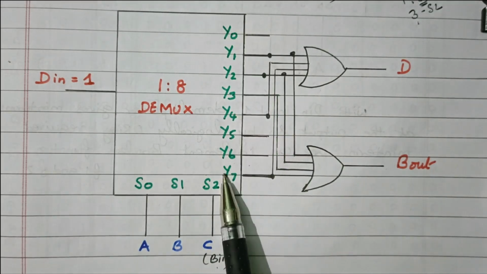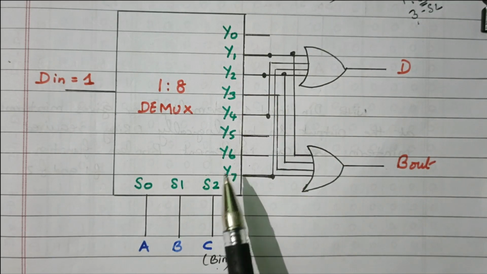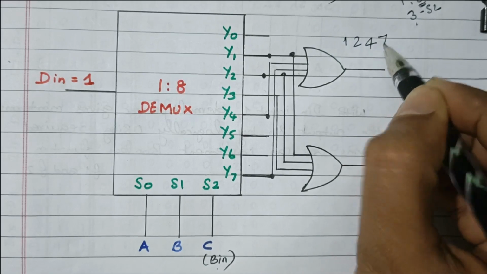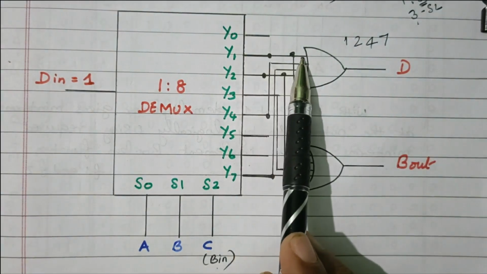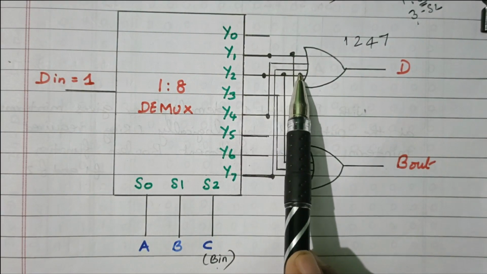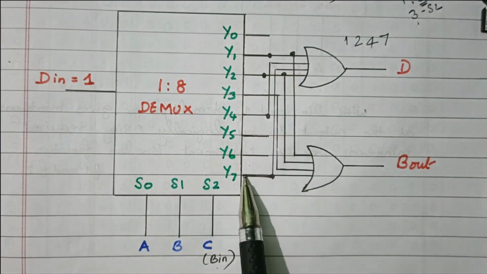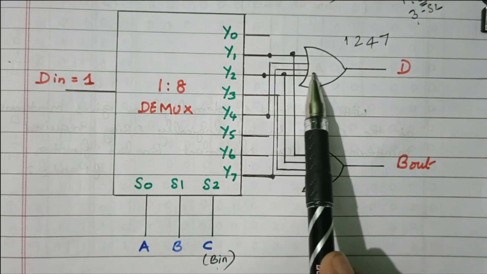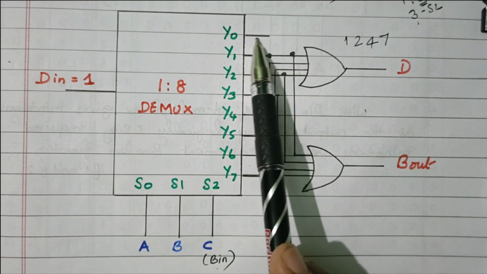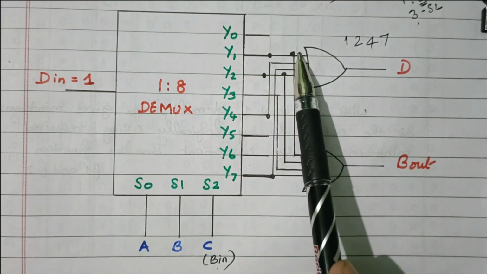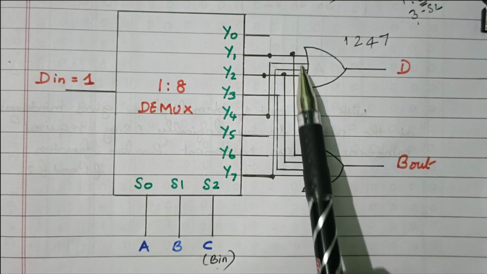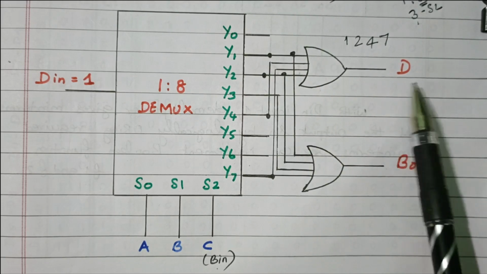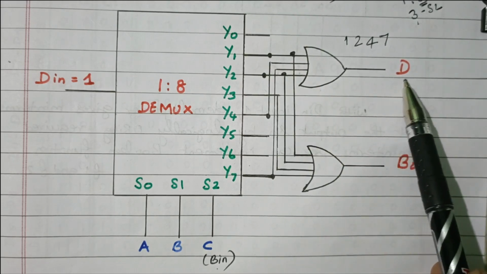So these 8 outputs will be available, but for the difference what we need is 1, 2, 4, 7, right? So 1 is connected, 2 is connected, 4 is connected, and 7 is connected. These 4 outputs are connected. The others are not connected because they are not required. This is an OR gate, so the sum of min terms. These 4 terms are added together, and we'll get the difference of the full subtractor.